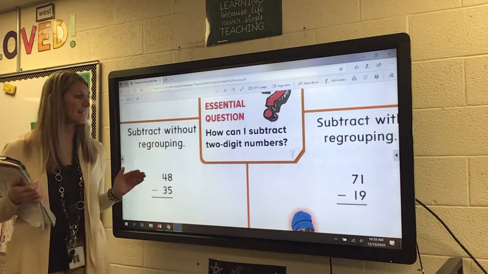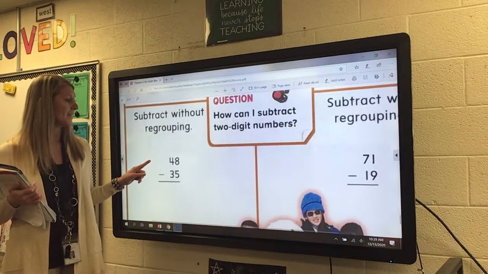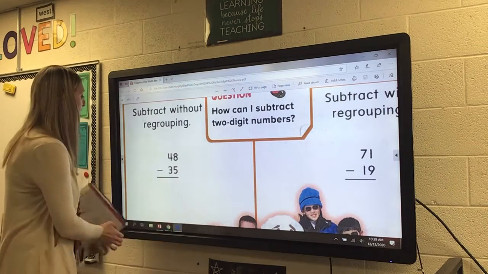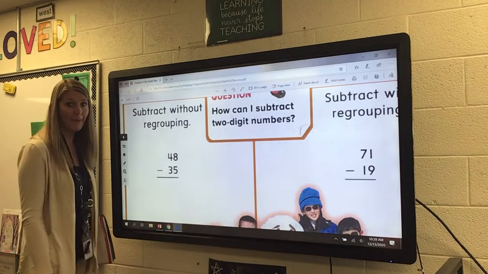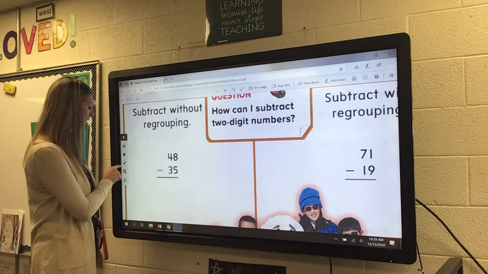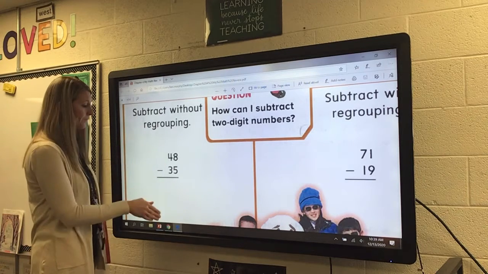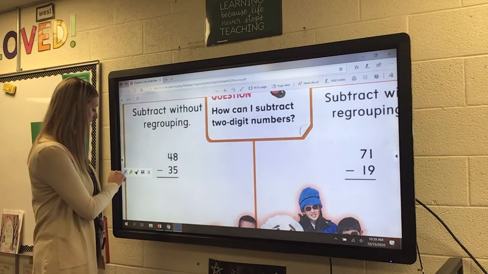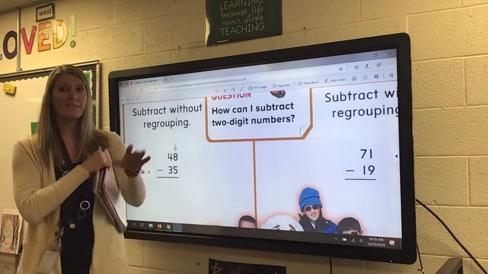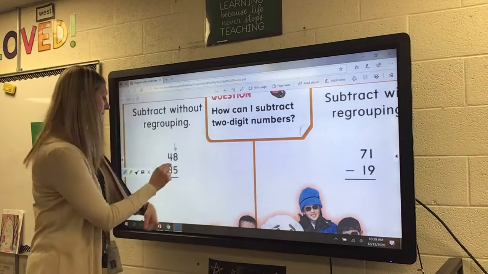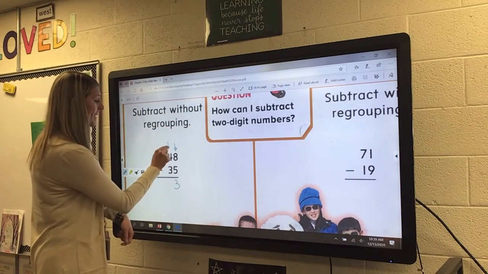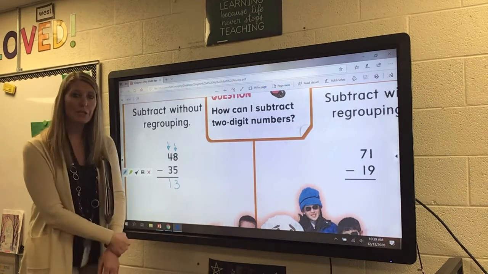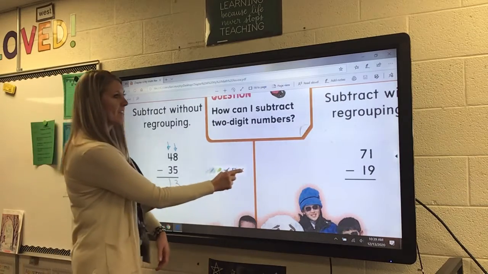Remember, our essential question is how can I subtract 2-digit numbers? Now on this one, we're going to subtract without regrouping again. So if you notice, you have 48 and you want to take 35 away. I can do that because 48 is bigger than 35. I'm going to subtract going down. 8 minus 5 in the ones column. 8, take 5 away. So if I have 8, this is easy, and I take 5 away, there's 3 left. And then I'm going to go to my tens column. I have 4, and I take 3 away. 1, 2, 3. I should have 1 left. So 13 is my answer.